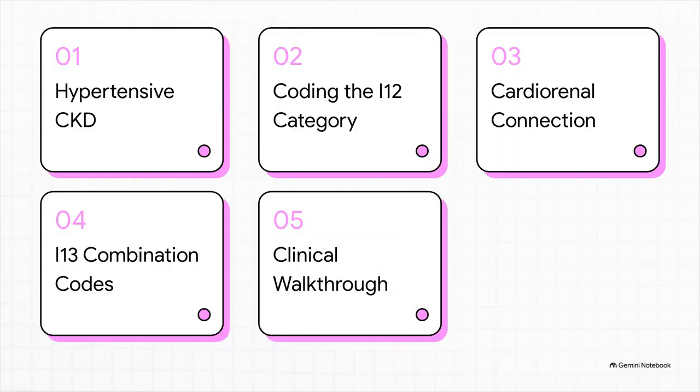Okay, here's our quick agenda for today. 1. Hypertensive chronic kidney disease. 2. Coding the I-12 category. 3. The cardiorenal connection. 4. Navigating those I-13 combination codes. And 5. A clinical case walkthrough to tie it all together.